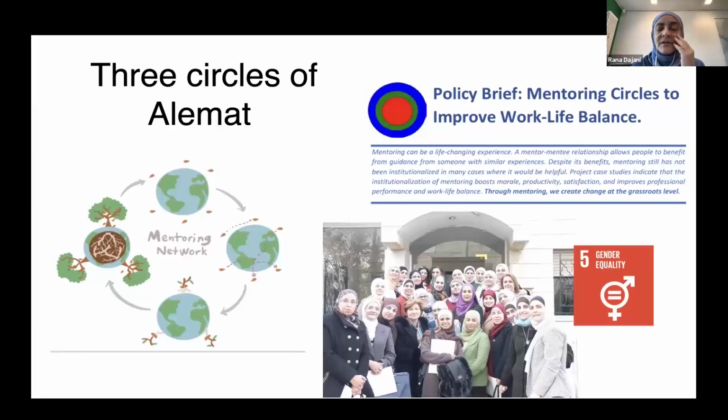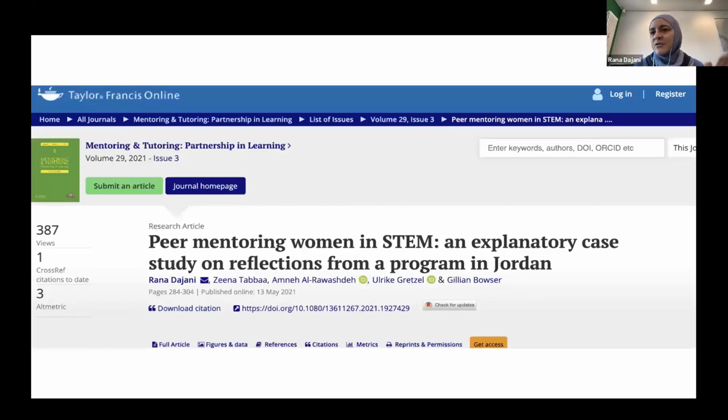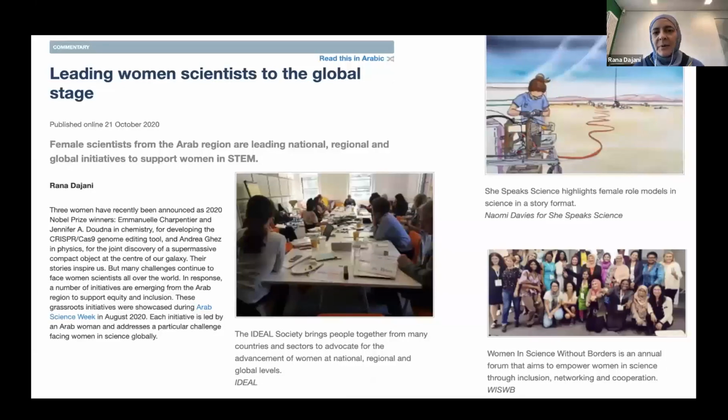It's called 3 Circles of Alimat. It's a free toolkit anybody can adapt. And by the way, Alimat means female scientist in Arabic. And we published research showing the impact of this program and how it works. We published in Nature 4 different examples of other female-led initiatives that I urge you to check out.